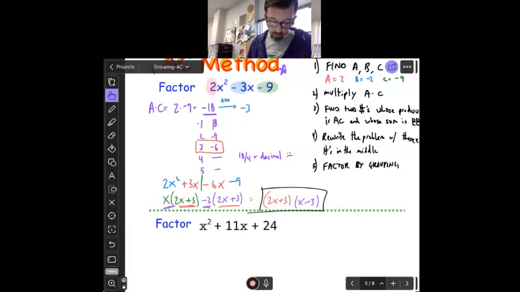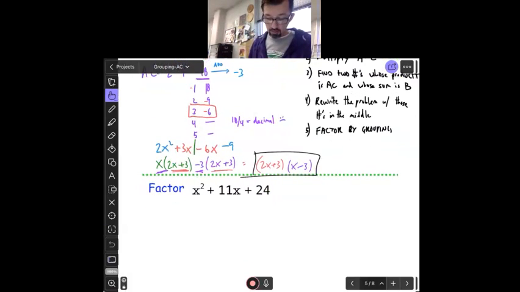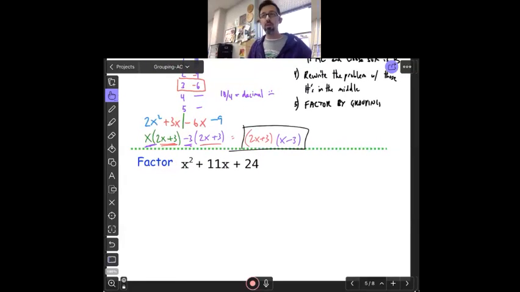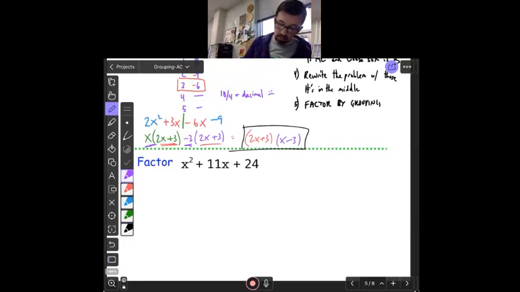I want to see if I can do 2 more here in the time we have. So I'm going to do x squared plus 11x plus 24. First thing I want to do is just identify what A, B, and C are. So A equals, B equals, C equals. Again, eventually you guys will stop doing this. You'll just look at the problem. So A is 1, B is 11, and C is 24.